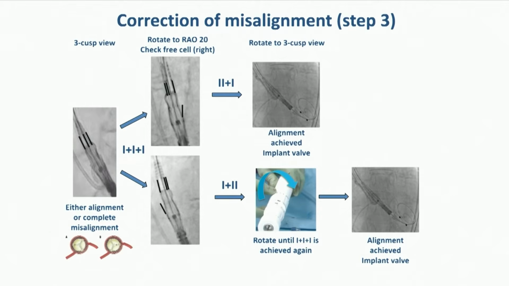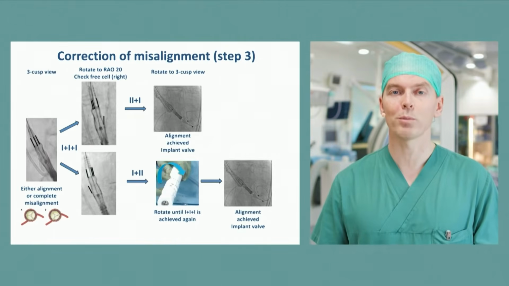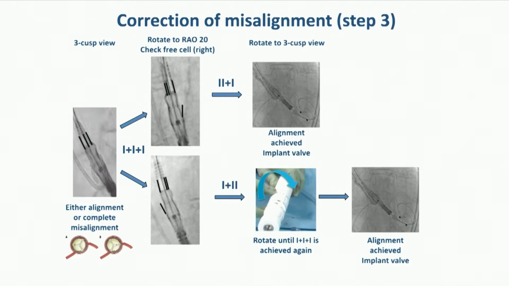So in this particular case, we have to swivel the C-arm into RAO configuration, and we can look at the free cell and the configuration. If the stalks end up in a 2 plus 1 configuration and this little free cell sticking out to the right, you know you're perfectly aligned, and you just go back to the 3-cusp view and implant the valve. Whereas if you end up in a 1 plus 2 view in RAO, you know you're actually perfectly misaligned, and you have to apply some torque to watch the stalks travel to 1 plus 1 plus 1 in the 3-cusp view. And once they've traversed that, you can implant the valve safely.